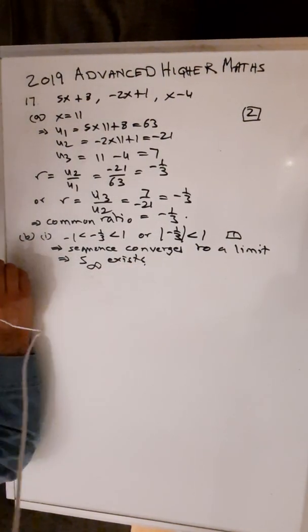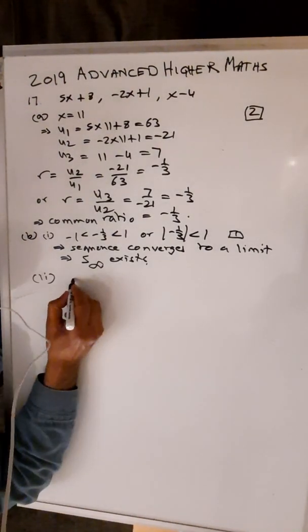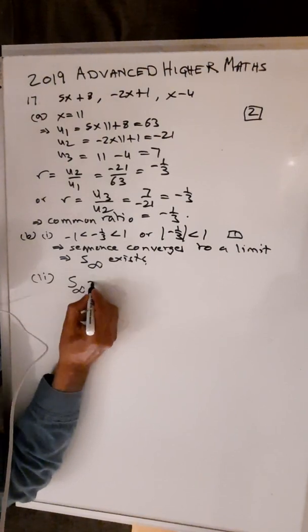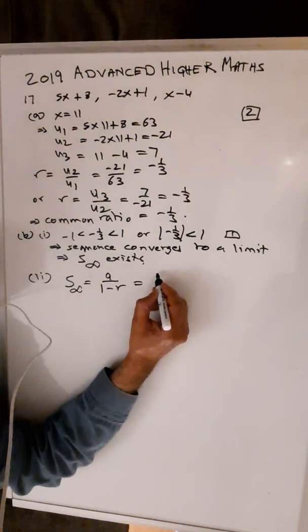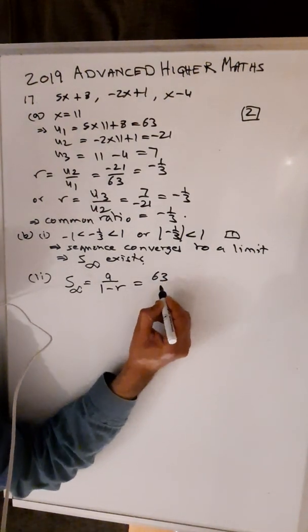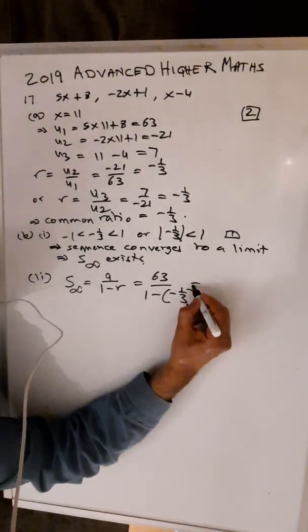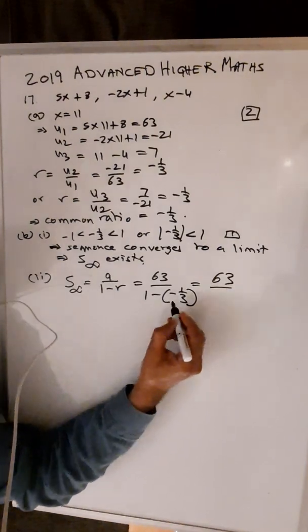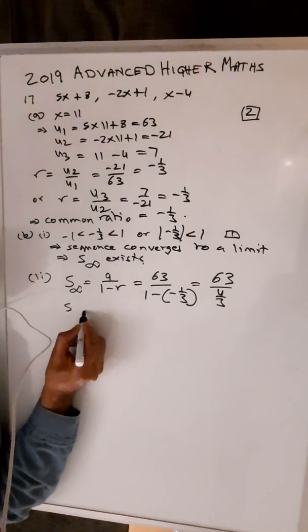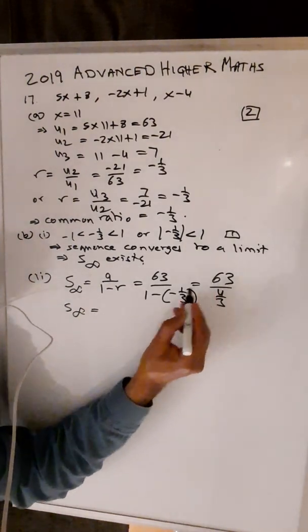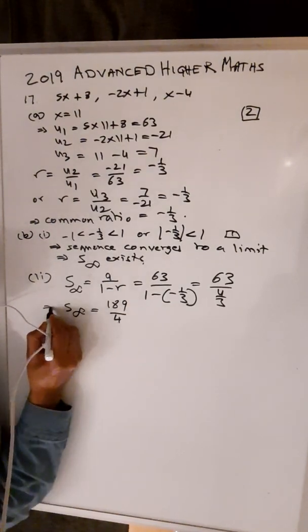That's that part. And then calculate the sum to infinity, B2. The sum to infinity is equal to a over 1 minus r. a you can see is 63, u1. 63 divided by 1 minus (-1/3), which is 63 over 4 over 3. So the sum to infinity is equal to 3 times 63, which is 189, divided by 4. That's your sum to infinity.